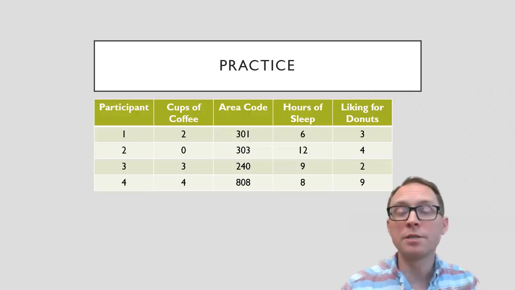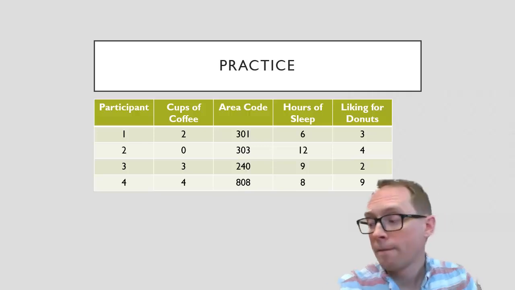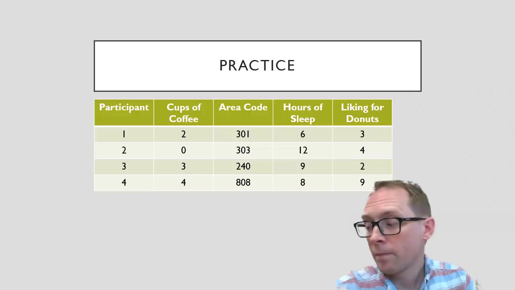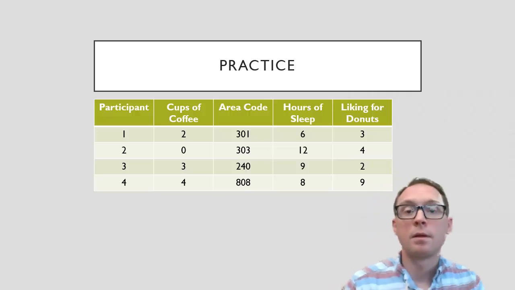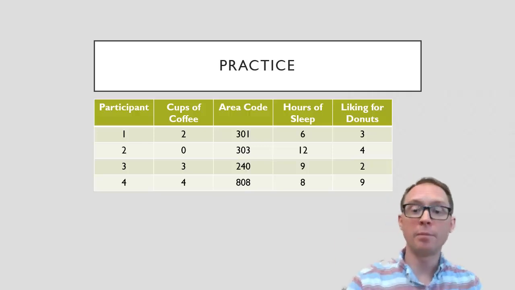Liking for donuts is what kind of data? Now we're assuming in this case that I say, all right, how much do you like donuts? Tell me on a scale from 0 to 10, with 10 equals the most liking. Liking for donuts is ordinal. Ordinal data. Liking for donuts is ordinal data, because a bigger number means more.